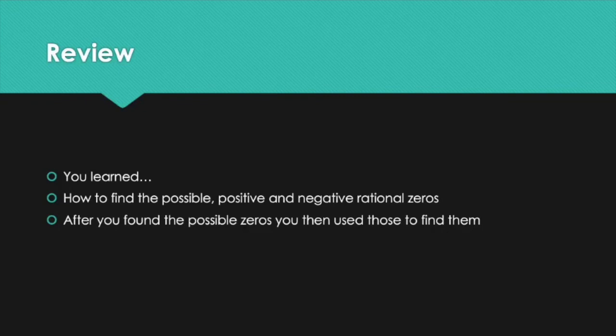All right, in this lesson, we learned how to find all the possible rational zeros. We learned how to find the negative rational zeros and the positive rational zeros. After we found the possible zeros, we used those to find the actual zeros.